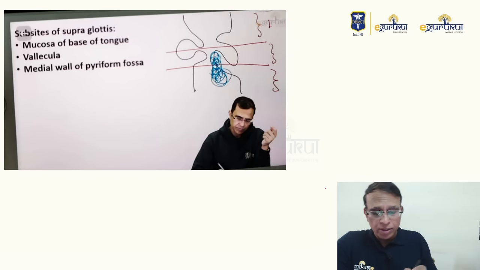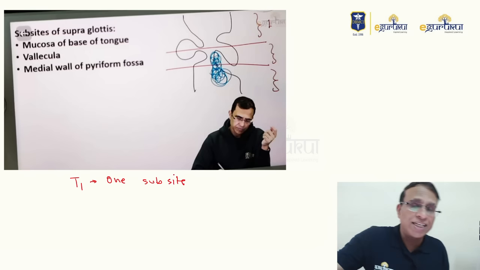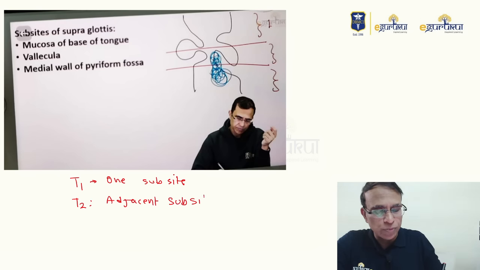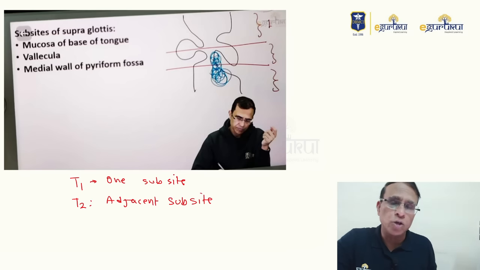So if you remember, in my lecture I said T1 is one subsite. One subsite of the larynx means it is either glottis or supraglottis or subglottis. T2 is adjacent subsite. Adjacent subsite means from glottis it has gone to supraglottis, or from subglottis it has gone to glottis, like that. Also in supraglottis there are multiple subsites, like from the epiglottis to the false cord, there are different subsites. All this is given in your app.